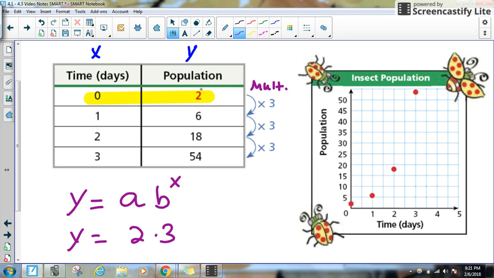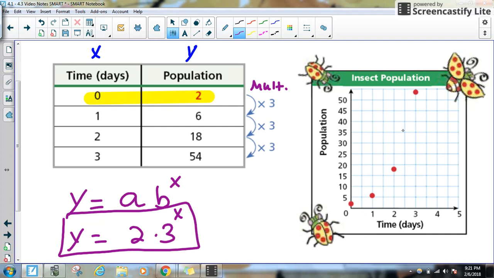All right? And then the x always remains x, okay? It's the independent variable in our problem, meaning that we can plug whatever we want in and solve for the dependent variable y. In this problem, x represents time in days, okay?